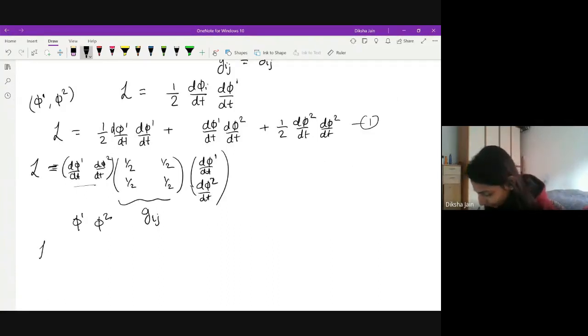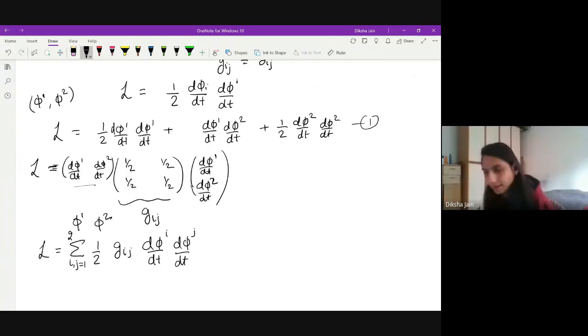So the Lagrangian in terms of the matrix I write as half G_ij, where this is Einstein summation notation actually. If you have not done a GR course, maybe you also don't know. When I write it in this way, it means there is a sum over I and a sum over j, and I and j both run from 1 to 2. So this thing will have 4 terms: G11 d phi1 by dt d phi1 by dt, plus G12 d phi1 by dt and so on. This is my G11, this is G12, this is G21, this is G22.